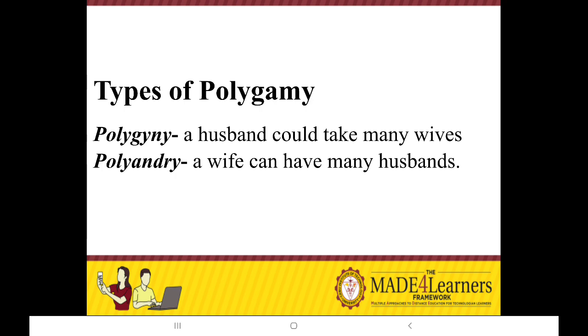Polygyny, that is, a husband could take many wives, while polyandry, a wife can have many husbands. It was prevalent in India during the ancient times. In fact, the five Pandava princes of the Mahabharata epic shared a common wife. Polyandry is not as widespread in modern India at present.